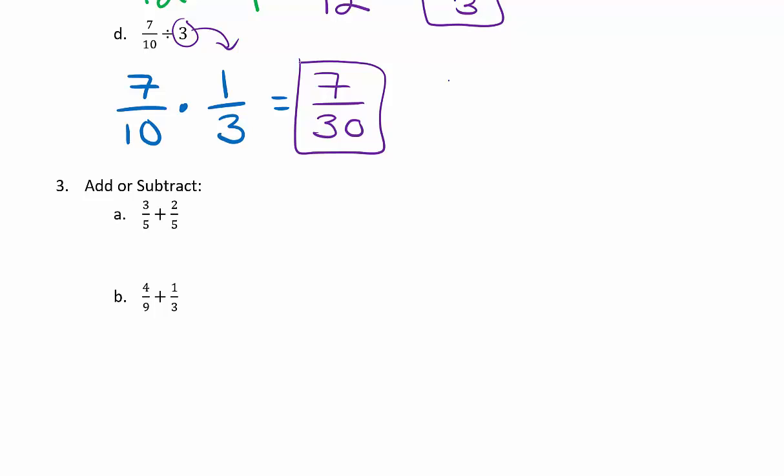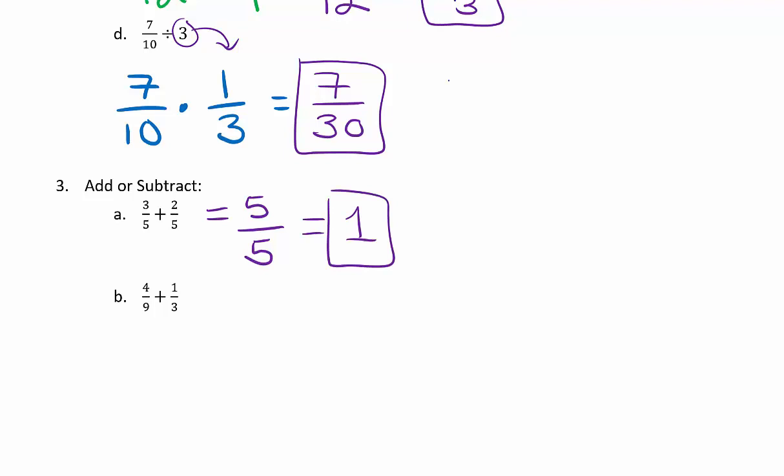In example 3a, I already have a common denominator. The denominators are the same. So I just add the numerators. 3 and 2 is 5. And that denominator doesn't change. In this case, we were left with 5 over 5, which simplifies down to 1.